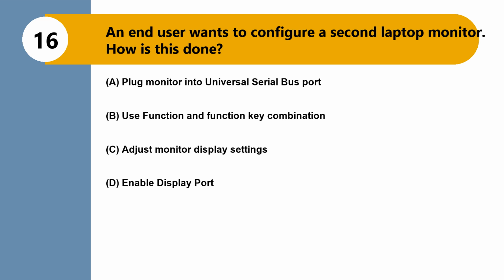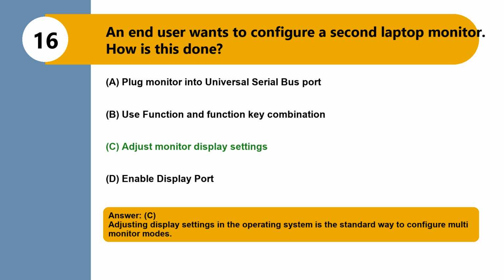Question 16. An end user wants to configure a second laptop monitor. How is this done? Option A, plug monitor into universal serial bus port. Option B, use function and function key combination. Option C, adjust monitor display settings. Option D, enable display port. The correct answer is option C, adjust monitor display settings. Adjusting display settings in the operating system is the standard way to configure multi-monitor modes.